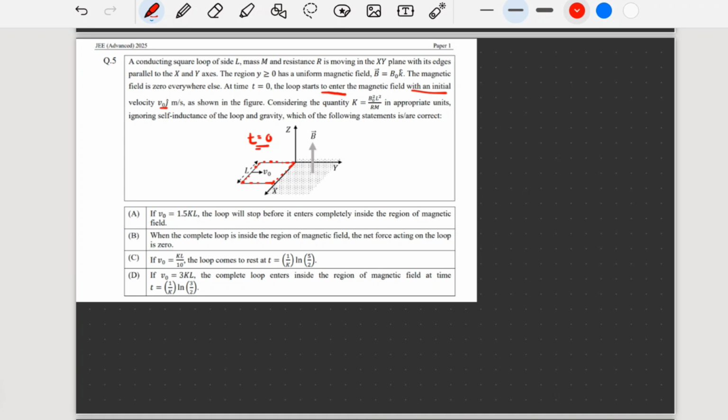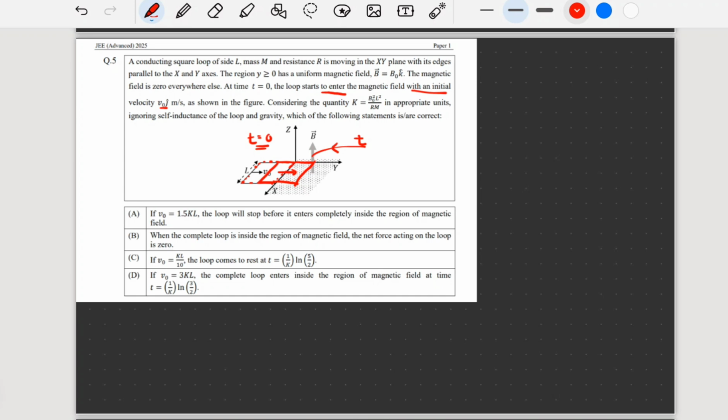As time starts, this loop is entering this region. So let us right now consider any general position of this loop when some portion of the loop is already inside the magnetic field. Let's say this is the condition of the loop at some random time t. As the loop is sliding along the y-axis, the magnetic flux is continuously changing, and due to that an EMF will be generated in the loop, and that is why the current will flow in the loop.